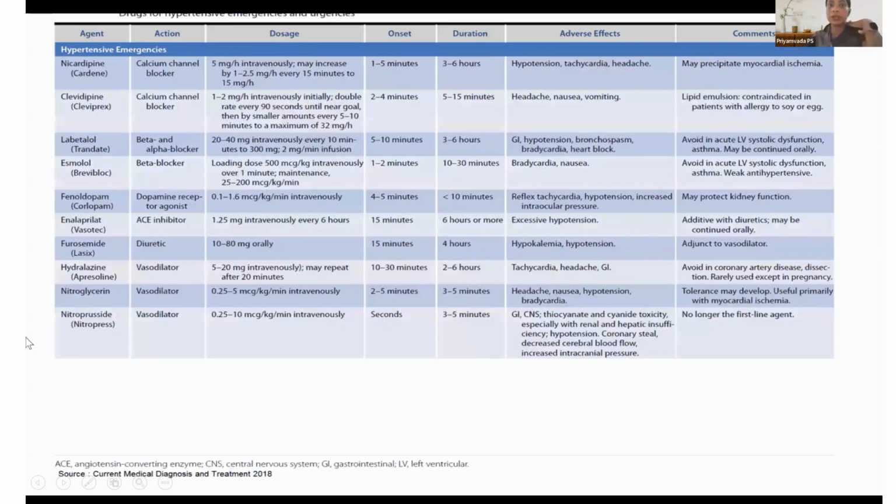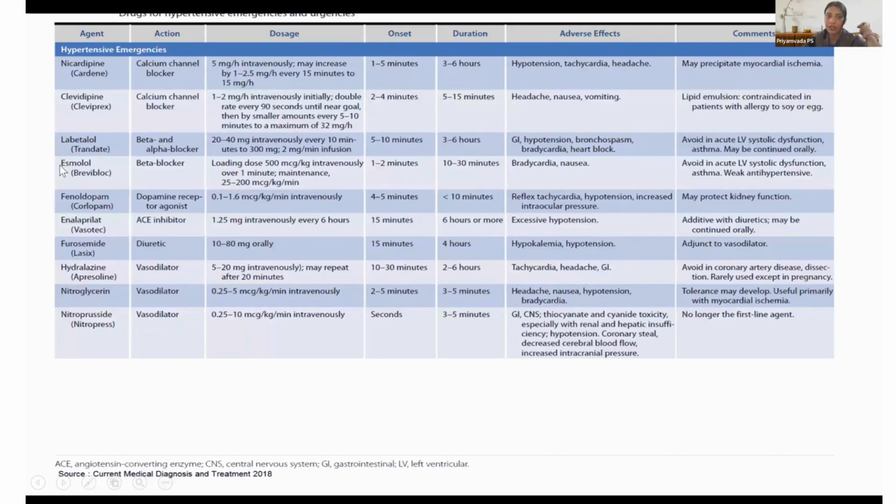Now coming to the IV agents, there's no role for sublingual nifedipine. There is no role for oral clonidine for acute reductions in blood pressure. It has to be a titrable agent and it has to be done in the ICU setting. A few of these agents are probably not available. Enalaprilat is very difficult to get in India. Hydralazine is available. Nitroglycerin is the one which is mostly available to many of us.